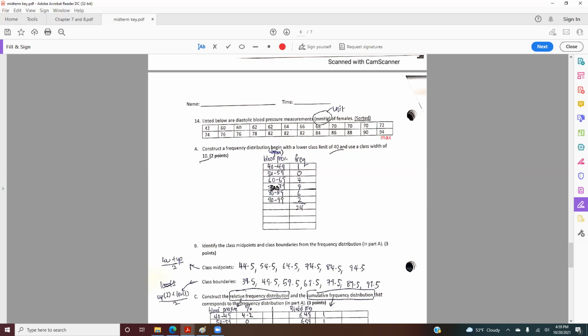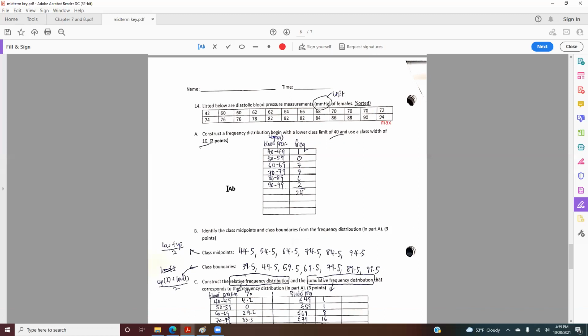So make sure it's a little shy away from your other class. And then you just find the count of frequency. So there's 1 in 40 to 49, 0 on the next one. 60 to 69, there are like 7, just count them. Okay, and this is what you get for the frequency distribution.